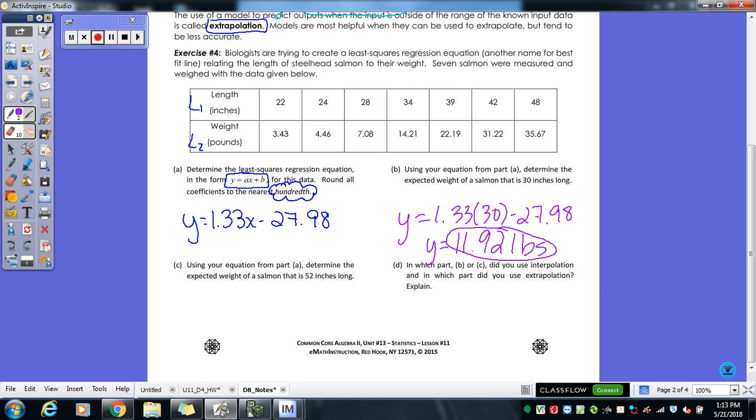All right, so next one wants us to figure out how much it should weigh if it is 52 inches long. So plug it in. 1.33 times 52 minus 27.98. That's not what I got. That's what I got.